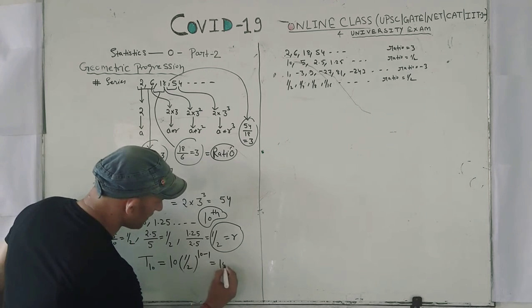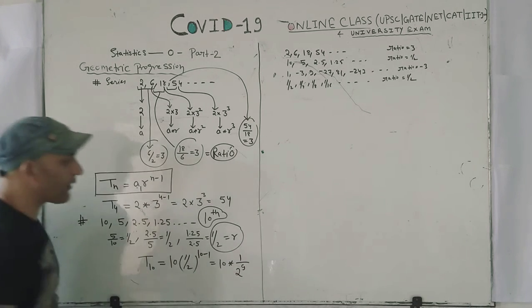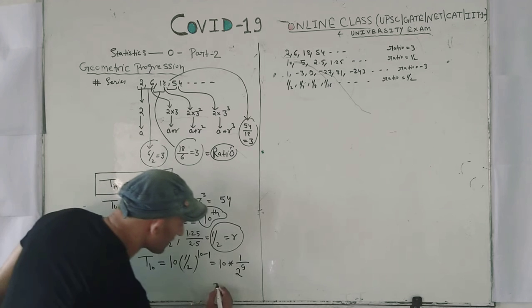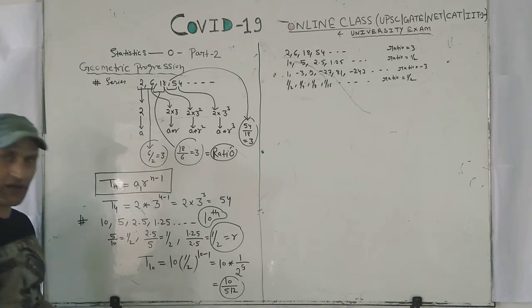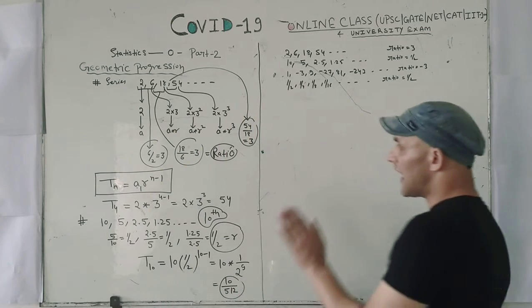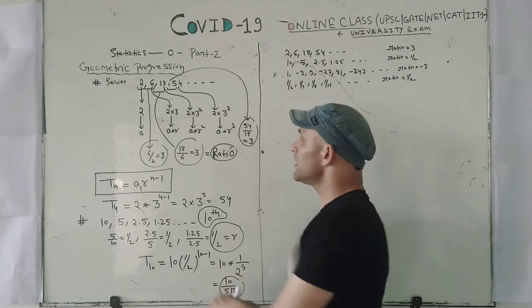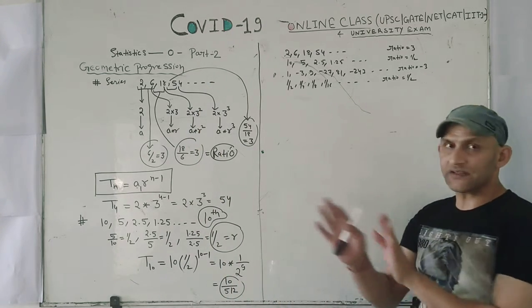So your value will be 10 into 2 to the power 9, and 2 to the power 9 is equal to 512. So your value is 10 upon 512. Now you can calculate it. Okay, this is the method that helps us find the value at the nth place, if this series is a GP.